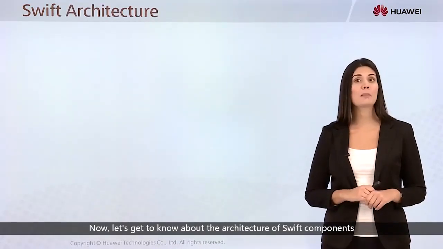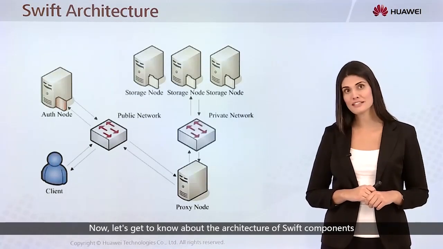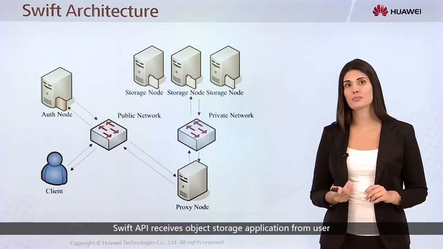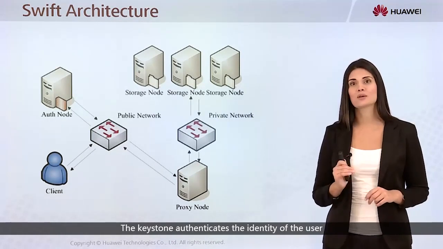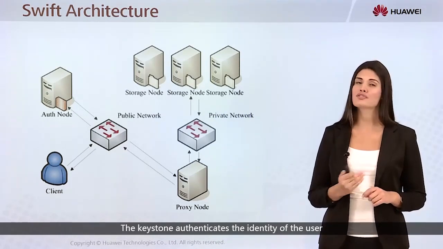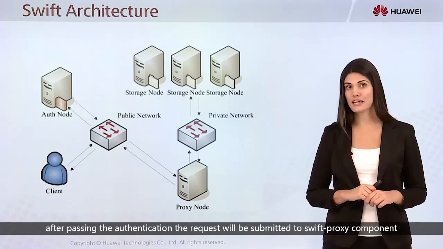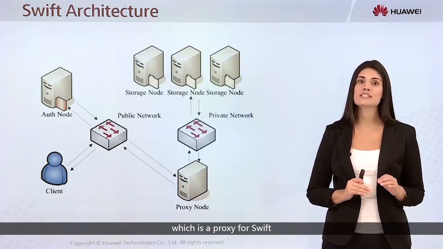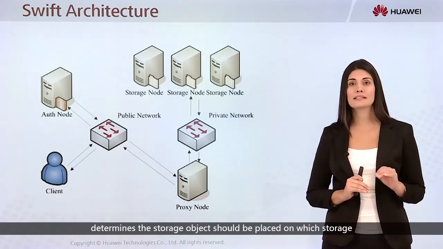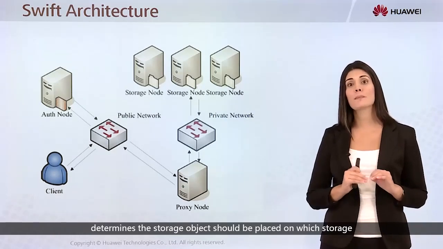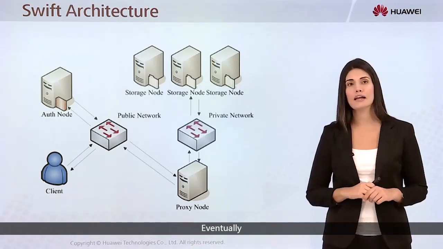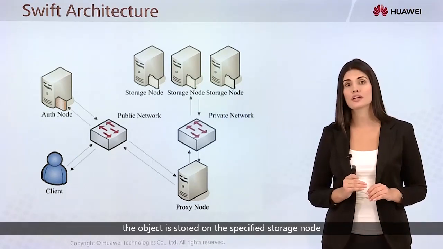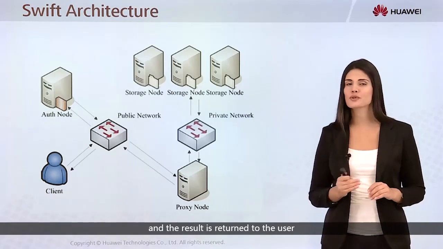Now, let's get to know the architecture of Swift components. First of all, Swift API receives object storage requests from users. Keystone authenticates the identity of the users. After passing the authentication, the request will be submitted to the Swift proxy component, which is a proxy for Swift and determines where the storage object should be placed and on which storage. Eventually, the object is stored on the specific storage node, and the result is returned to the user.